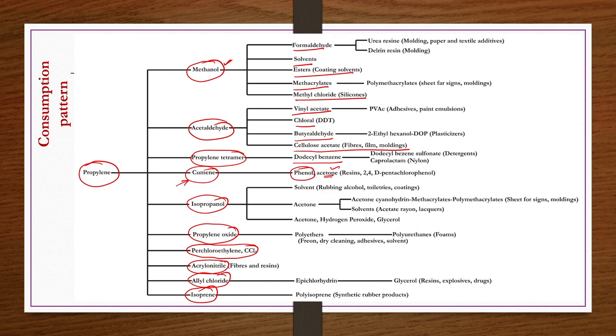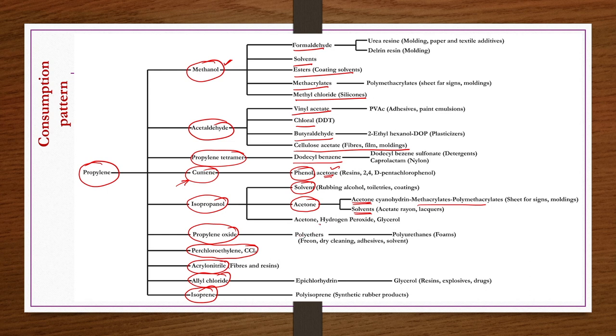Isopropanol is primarily used to produce acetone. By dehydrogenation of isopropanol, you can get acetone, and you know how important acetone is as a solvent. Nowadays, acetone is also used for acetone-based chemicals, many as mentioned here, right? Isopropanol is also used as a solvent for different applications.